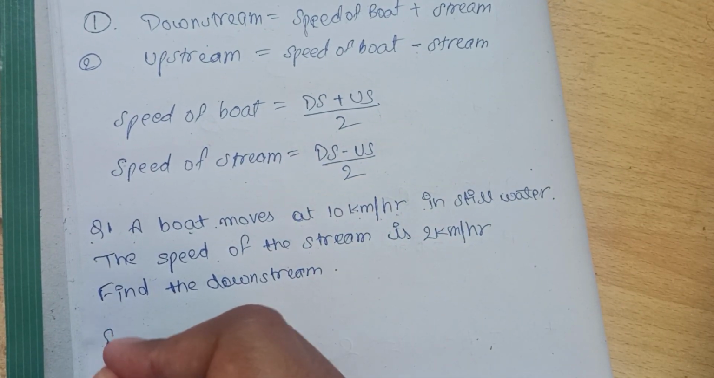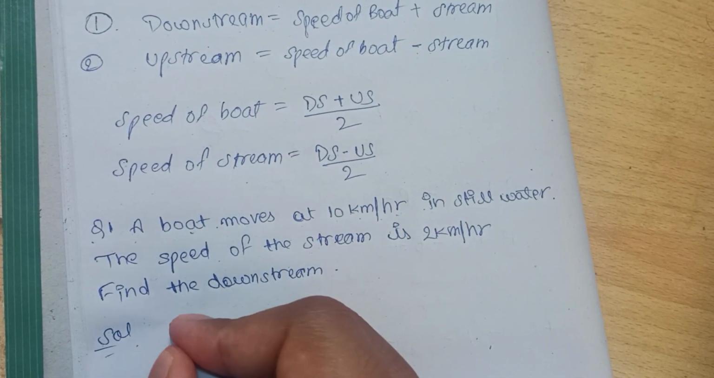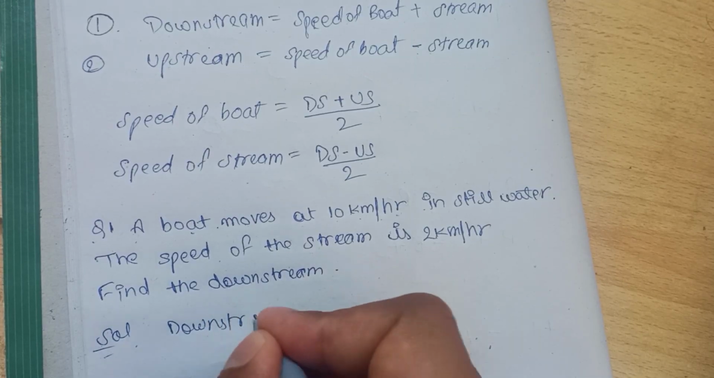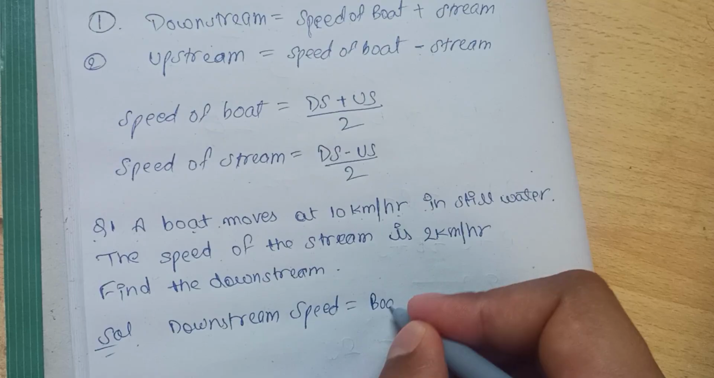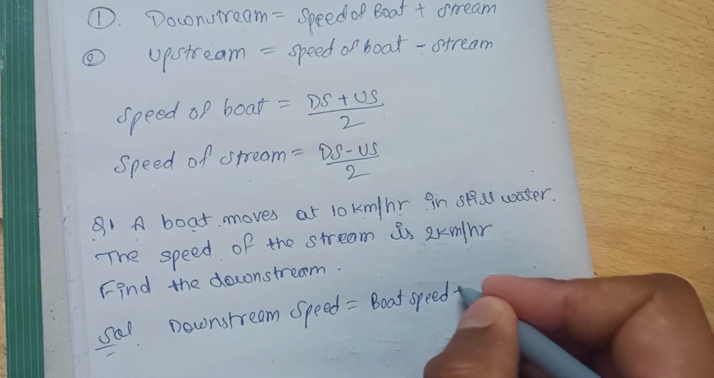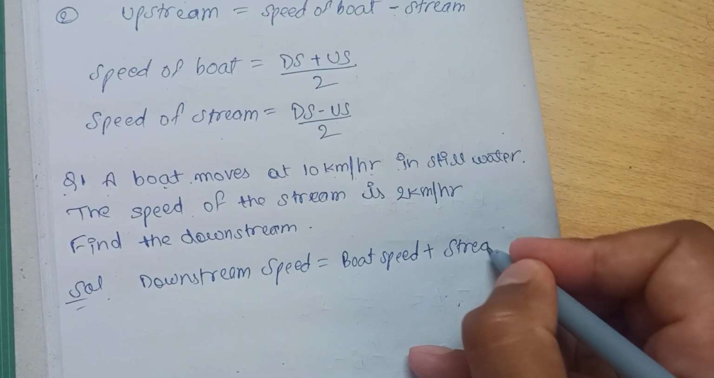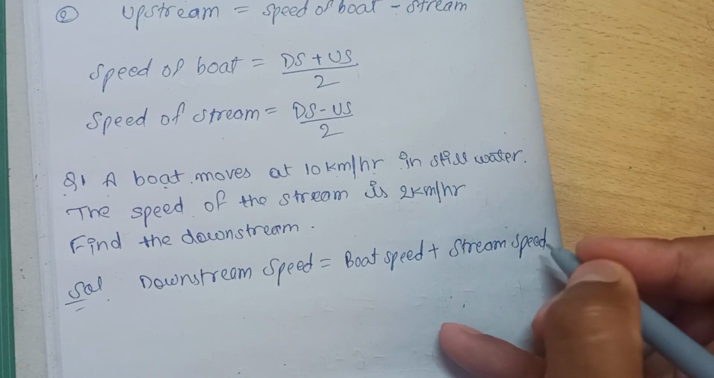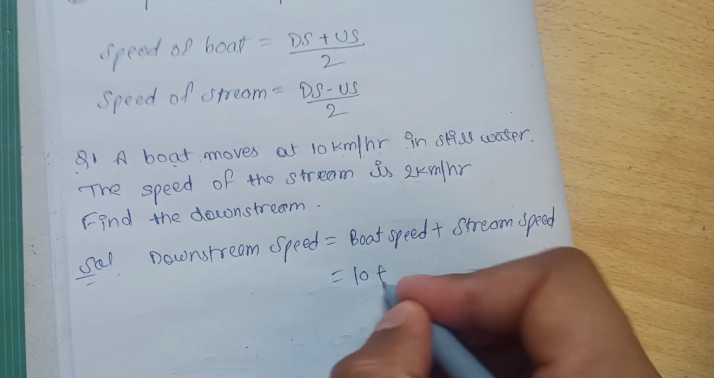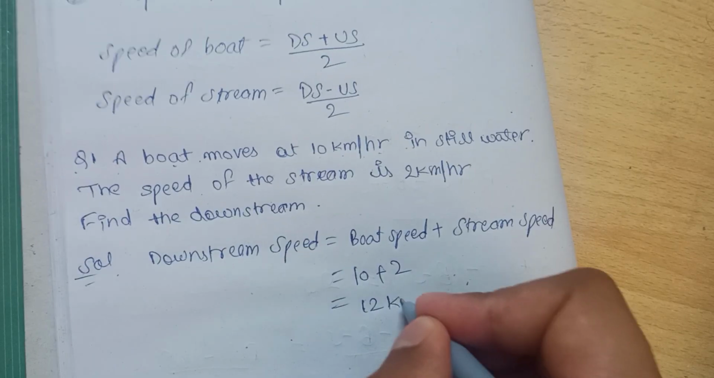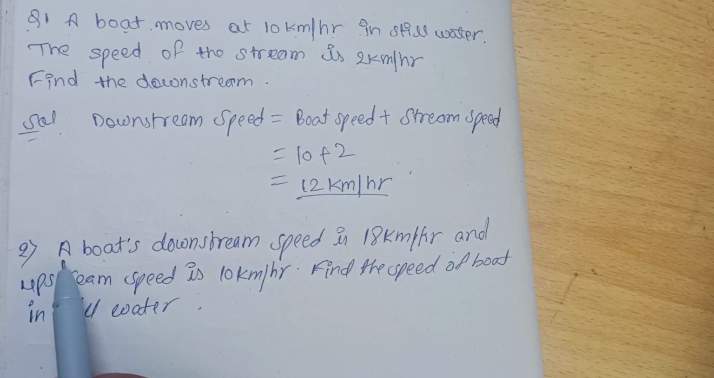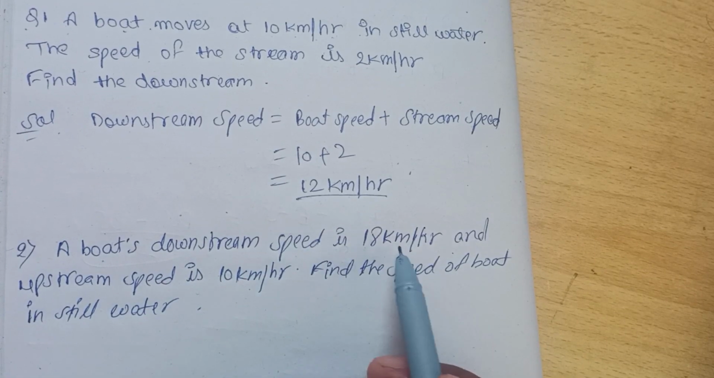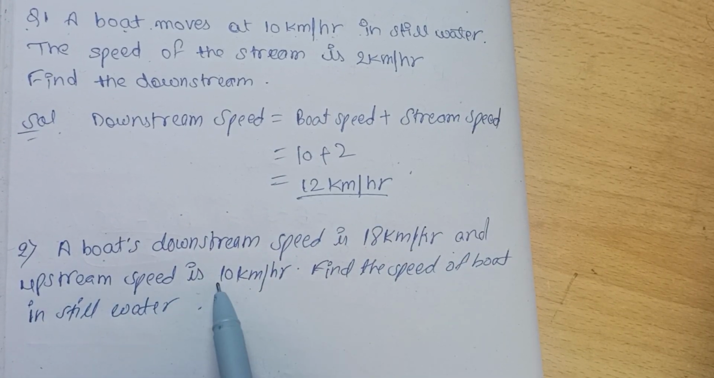So solution, downstream speed is equal to boat speed plus stream speed. After adding the values, we will get the downstream speed, which is equal to 12 km per hour. So the second problem is a boat downstream speed is 18 km per hour and upstream speed is 10 km per hour. Find the speed of the boat in still water.